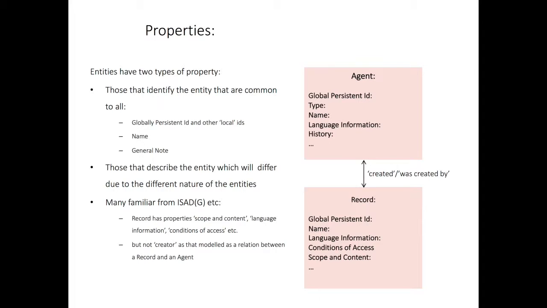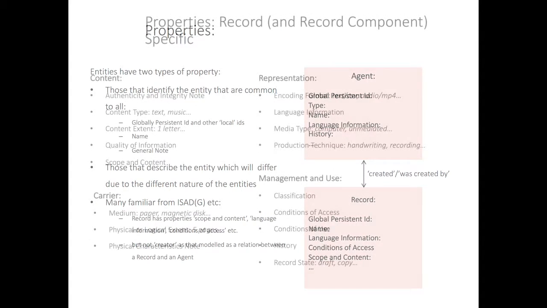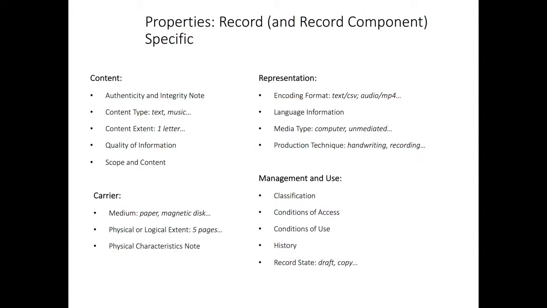So we have an agent created a record. You can also see there, trying to give an idea of the properties and the information that might be gathered about each of those entities. Aside from the identification properties, those for record break down into four areas. So there's a description of the scope and the content of the record, that is the information it holds, its extent, its reliability and viability for use, and how it is expressed, perceived by users. There's a description of how that information is represented, so the encoding format for digital records, and the mediation device, if it is necessary to have one.